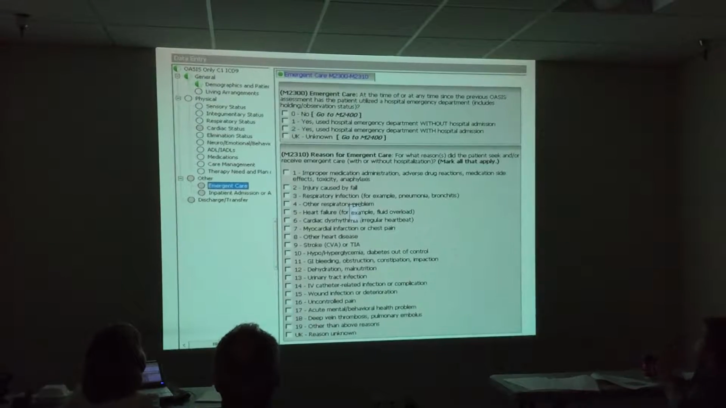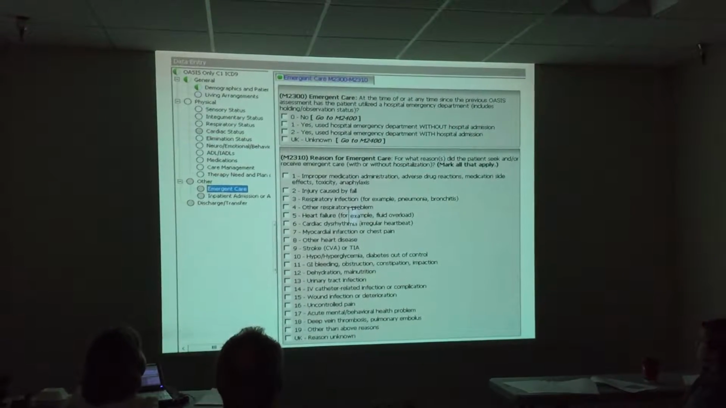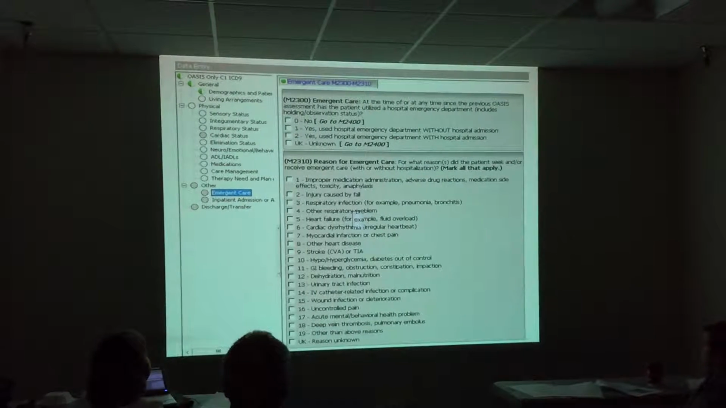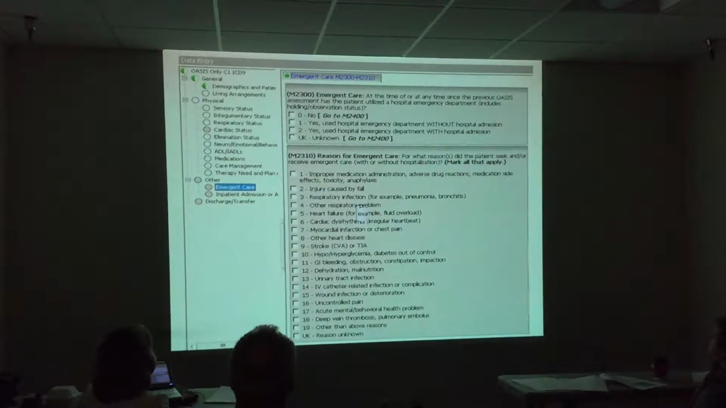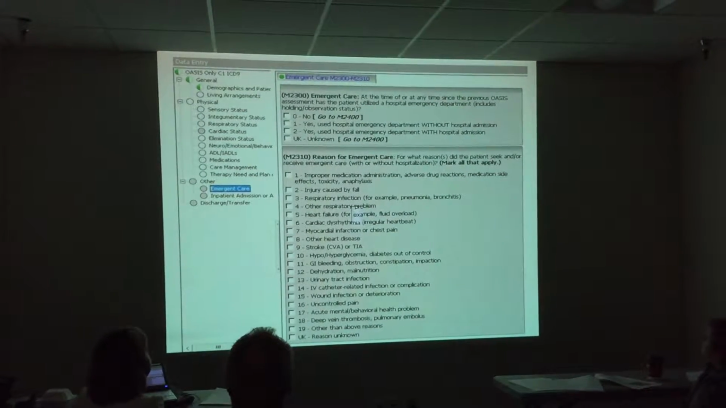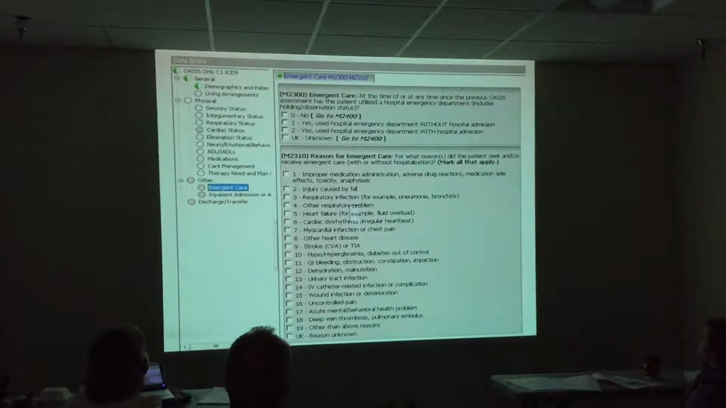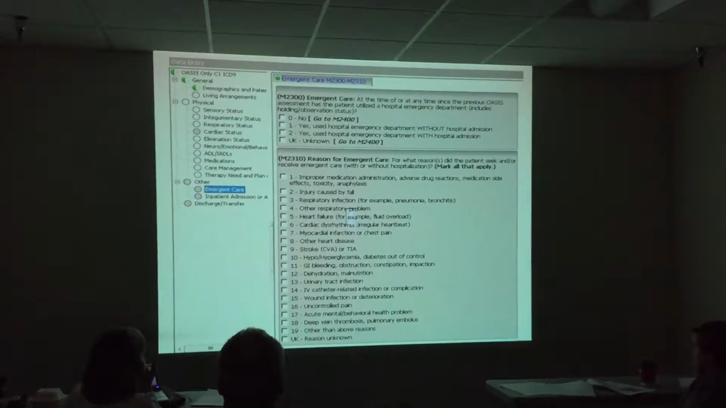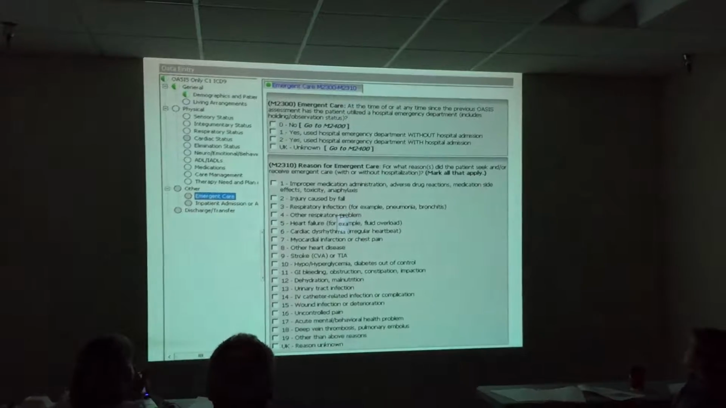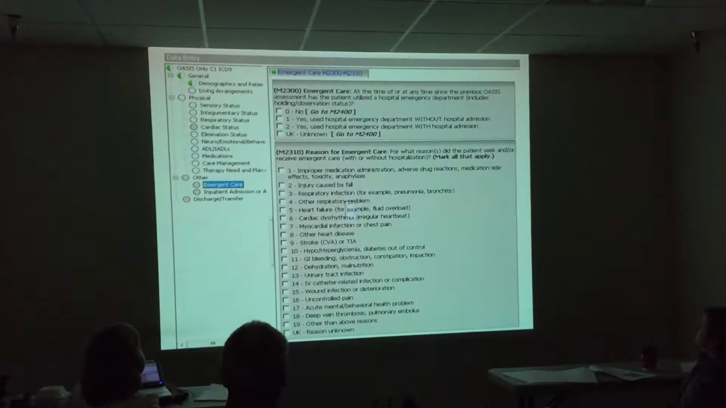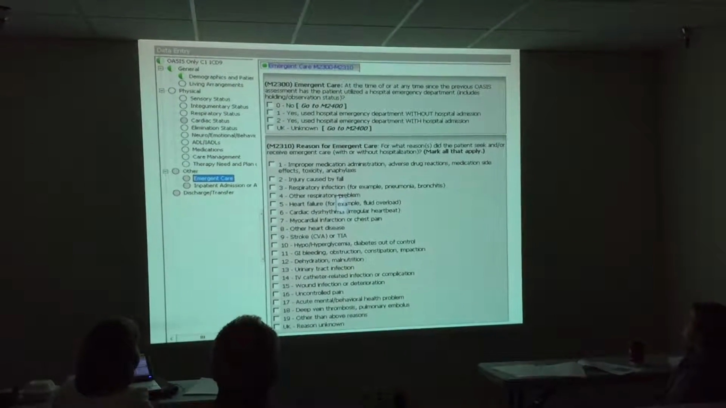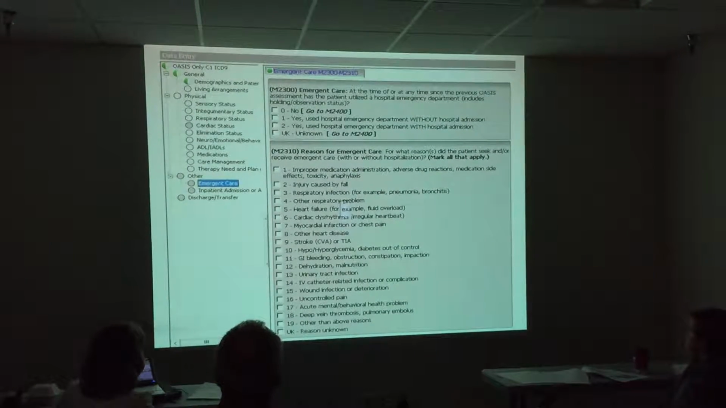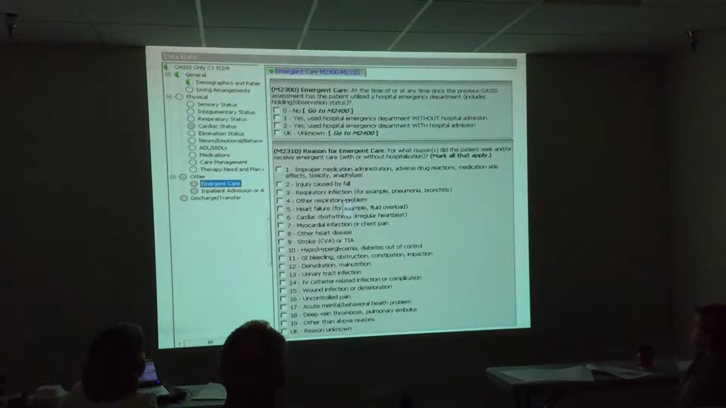So that's where they are. You see emergent care, reason for emergent care. So it now says at the time of or at any time since the previous OASIS assessment. So the timing they're doing from OASIS assessment to OASIS assessment. One of the other things that you'll see in the OASIS C1 is that instead of using abbreviations, they have spelled out the words. So instead of E period G colon, they actually are writing the word example.